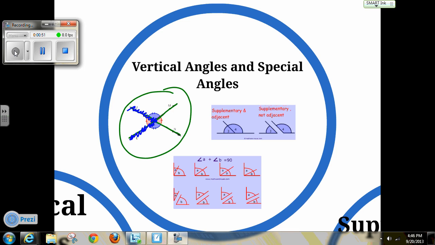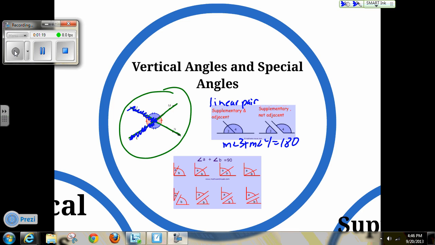Here we look at supplementary angles, which states that two angles that add up to 180 are supplementary angles. This is called a linear pair when they are adjacent, and here they are non-adjacent. In both cases, the measure of angle 3 plus the measure of angle 4 should equal 180, whether a linear pair where they're adjacent or where they're non-adjacent.